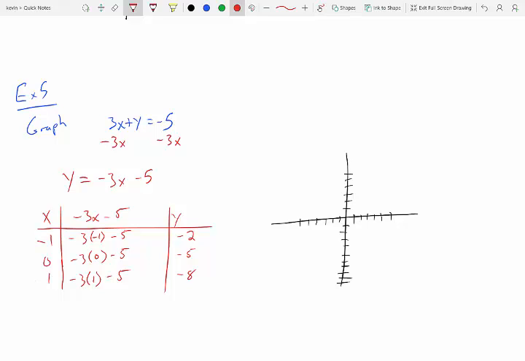So now I have to graph that. Negative 1, so left 1, and then down 2. On the y-axis, I don't go left or right, and I go down 5. Positive 1, down 8, and I connect my line, and there's my graph.